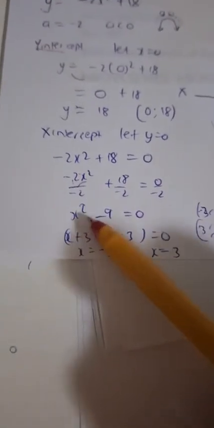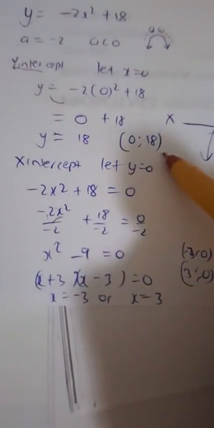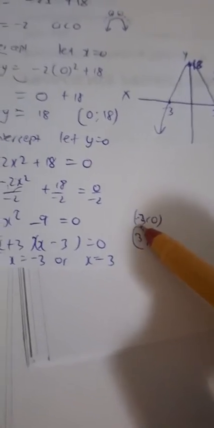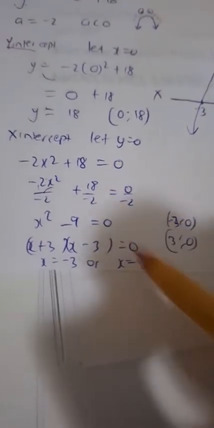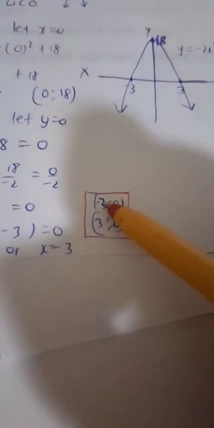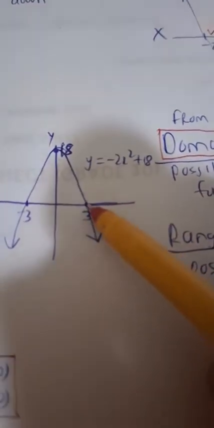Then we can factorize. It's a difference of 2 squares. We get (x + 3)(x - 3). We get those x-coordinates, which are also our x-intercepts. Remember, we let y be equal to 0. So our coordinates are (-3; 0) and (3; 0). These are our x-intercepts. We go and mark them on our Cartesian plane. -3 and 0 is there, and positive 3 and 0 on the x-axis is there at that point.